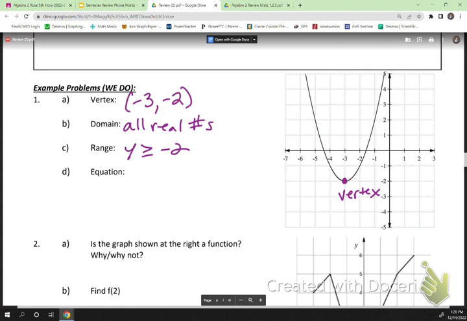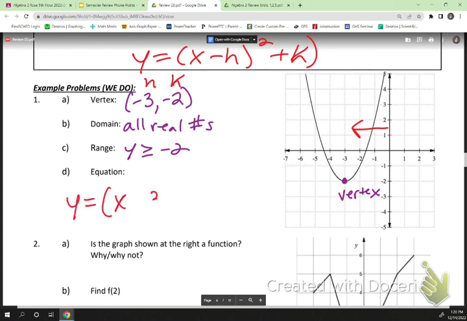Okay. How are we going to write the equation? The equation of a parabola is x minus h squared plus k. I know my h, I know my k. How can I put this together? I went to the left 3. So should it be a plus 3 or a minus 3 on the inside? Plus. And then did I go up or down? Down. So should it be a plus 2 or a minus 2? Minus 2. And that's our equation from the vertex.